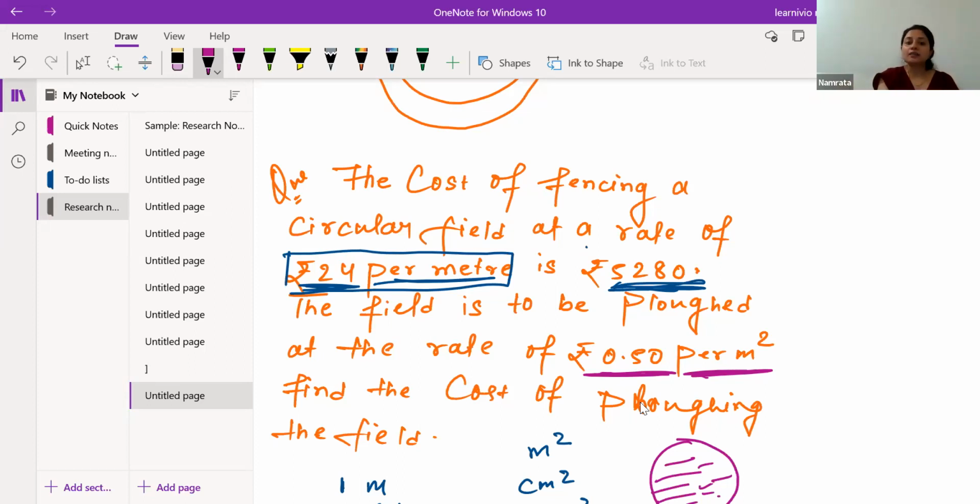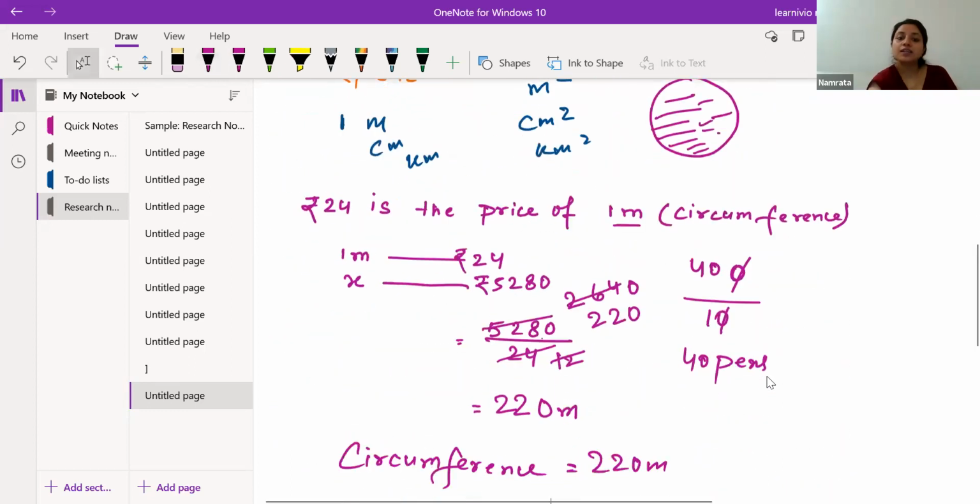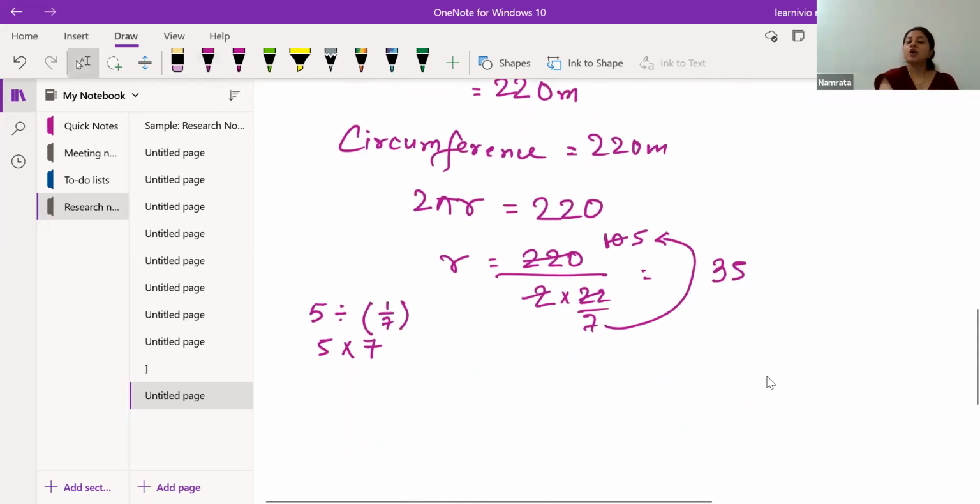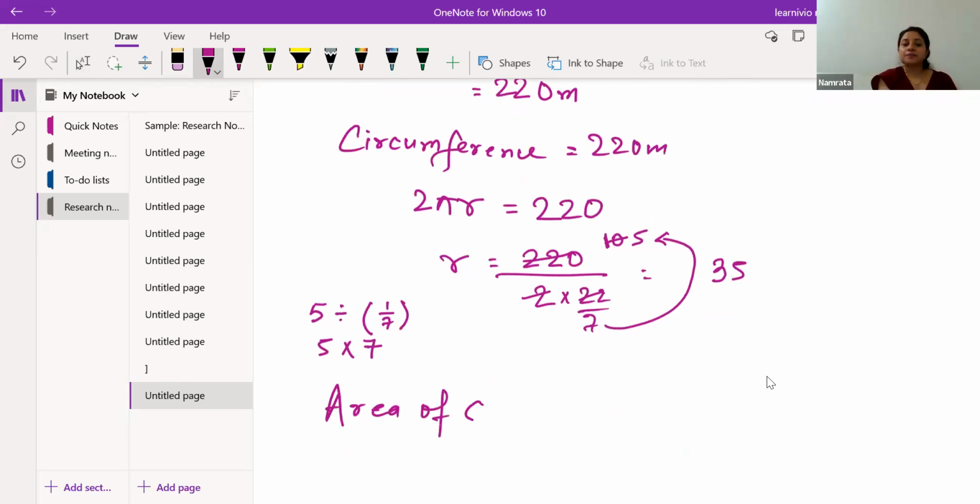Okay. So now at this rate, 0.50 per meter square, we are plotting the field and finding the total cost for covering the field. That means find the total cost of covering the area. Now we have to find the area. That's why we found the radius. Once we got the radius, it is very simple to find the area. We got the radius as 35. So area of the circle will be pi r square, right?